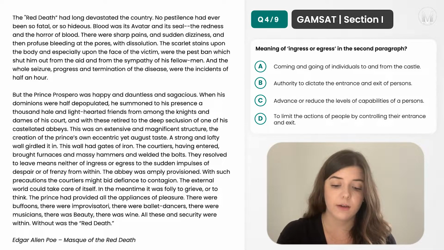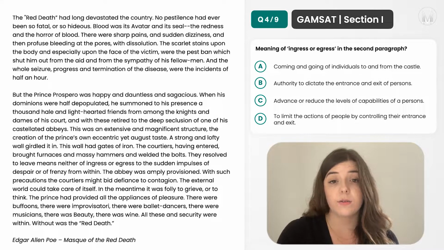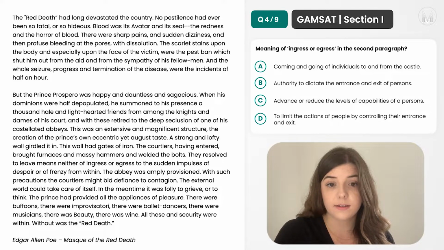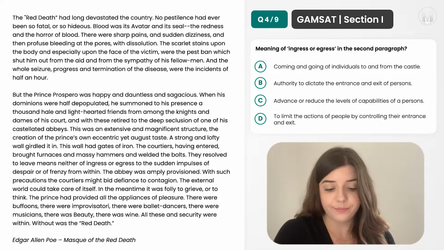So if we look at the answer options, we'll see if anything matches up. So A, coming and going of individuals to and from the castle. So this is exactly what this gives a sense of. If we substituted the words coming and going, instead of ingress or egress, the sentence makes sense. That's also a way of checking if the interpretation of a word or phrase is correct, by replacing it with the suggested answer. In this case, if we use the words coming and going, it would fit in very well in this text. So we'd say they resolved to leave means neither of coming or going to the sudden impulses of despair or frenzy from within. So A is very likely.